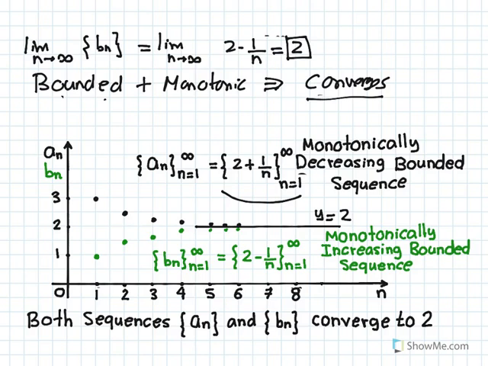In the green, we have b_n, which is a monotonically increasing bounded sequence. So you can see how it's increasing, and the terms are progressively getting larger until it reaches 2. It never really reaches there because y equals 2 is a horizontal asymptote, but the terms are getting closer and closer to the limiting value of 2. So both sequences are convergent. They both converge to 2.